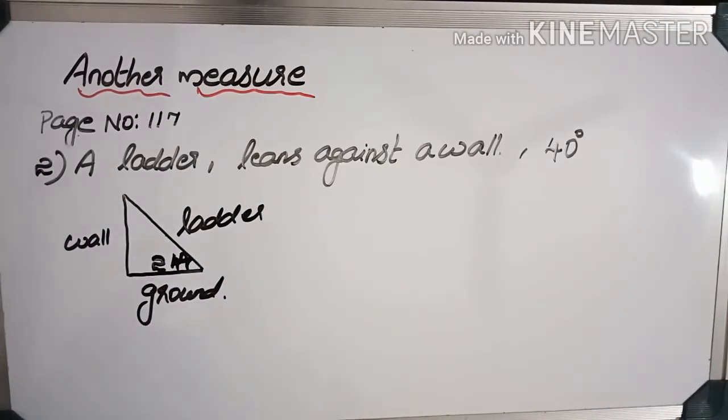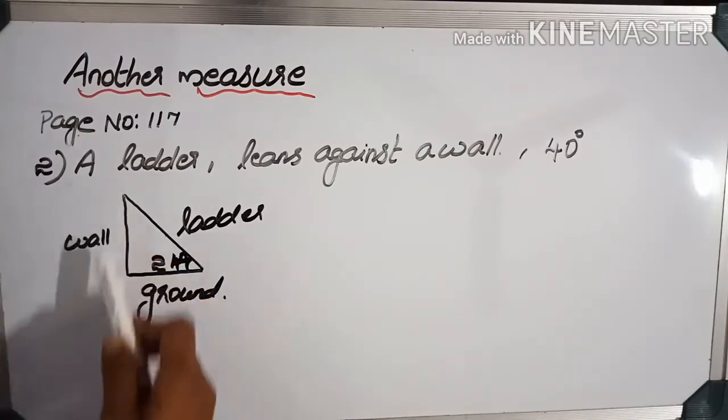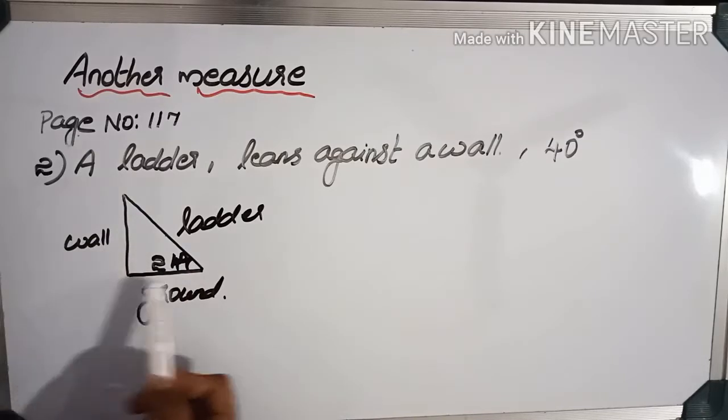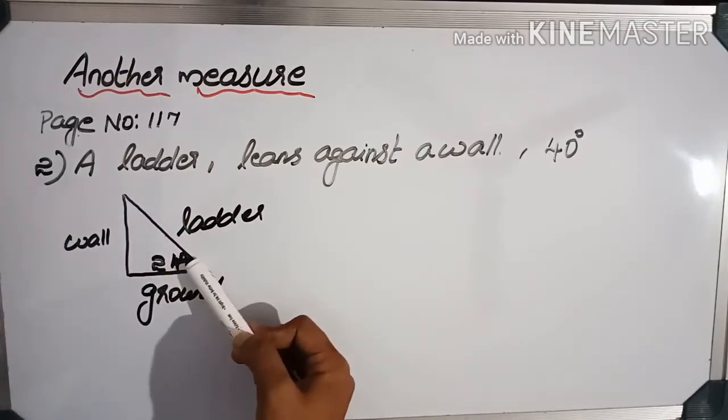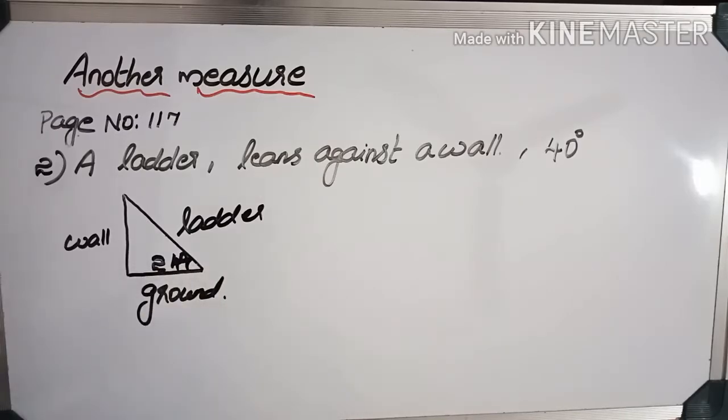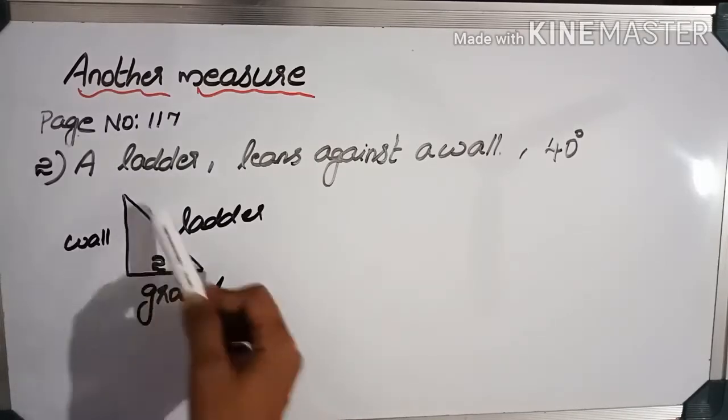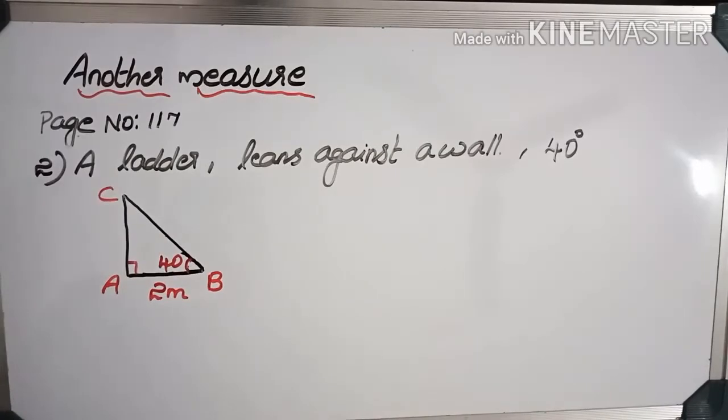Okay, so this is a 40 degree angle. This is the figure, a right triangle with wall, ground, and ladder. The ladder and ground make a 40 degree angle at a distance of 2 meters. Now let's mark the points. Like this we can mark.